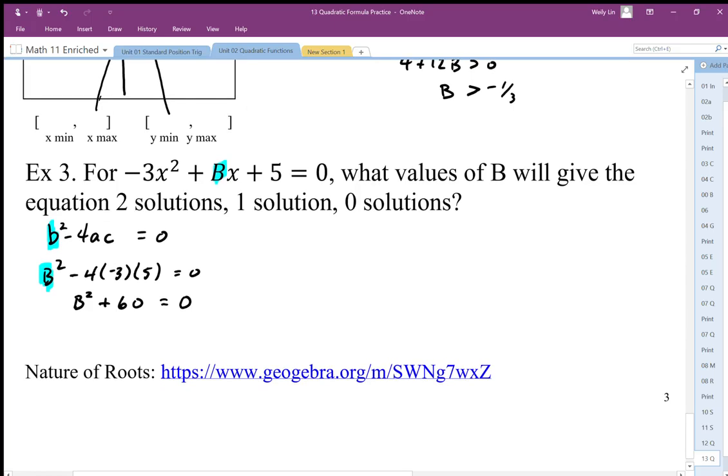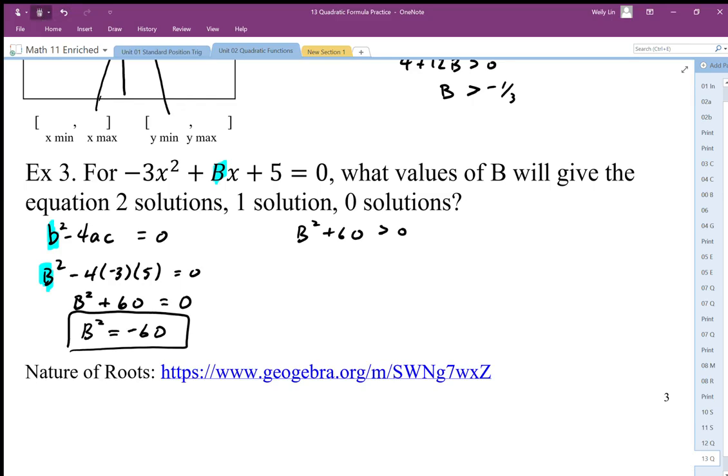In this case, it looks like that's not possible. b squared cannot be equal to negative 60, so we can't actually solve for this equal to 0. So we can say b squared plus 60 is going to be greater than 0 for two solutions. I'm just going to box this in here, in red. So this is for two solutions.